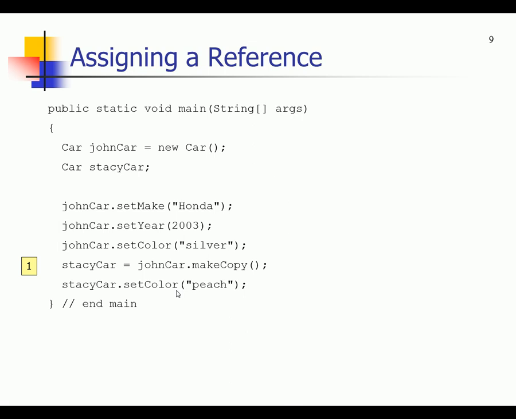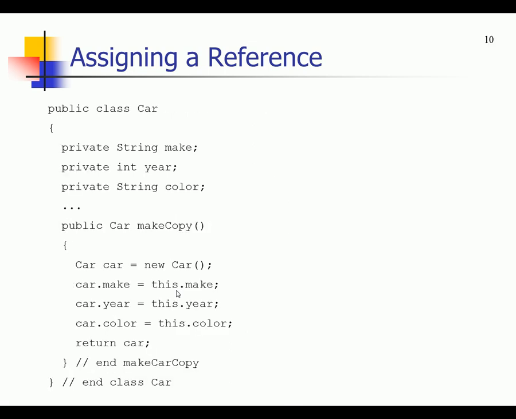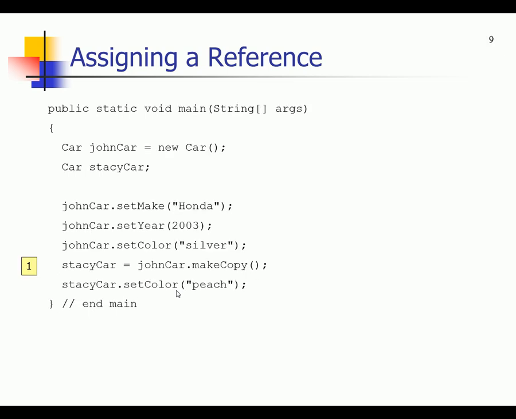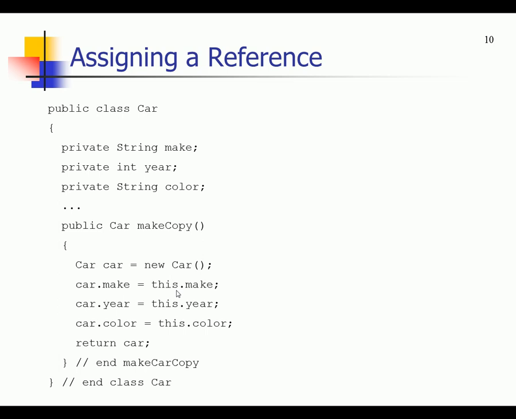All right, let's continue on. So let's see what the make copy method looks like. Here's our make copy method. Remember, we called this from John's car. We said Stacy's car is equal to John's car, make a copy of it. So really we're making a copy of the John car, and whatever that returns is going to go into Stacy. Make copy receives no arguments. Create a brand new temporary car right here.